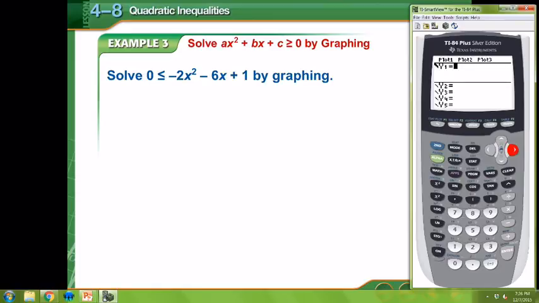Okay, I'm going to do one more with you using the calculator. So in this example 3, it says solve 0 is less than or equal to -2x squared minus 6x plus 1. So I'm going to go ahead and type this inequality into y equals -2x squared minus 6x plus 1. Okay, it said that it was less than or equal to. So I'm going to go in front of the y1 and I'm going to hit enter until I see a triangle on the underside of that graph. Kind of looks like a bottom right-hand triangle.